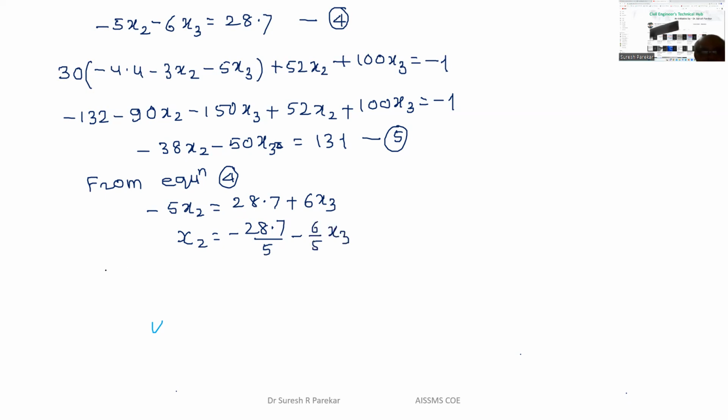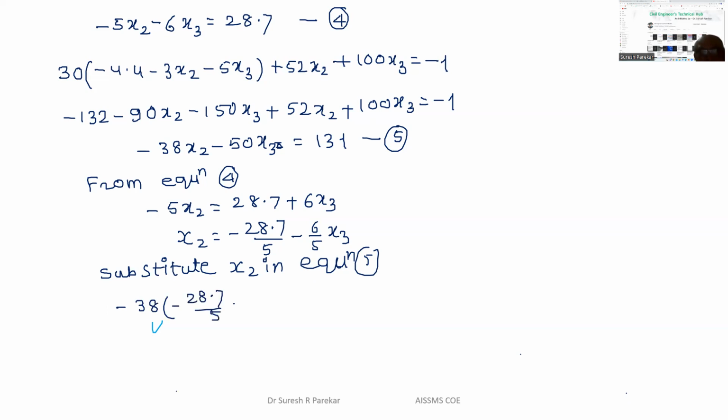And we will substitute this value of x2 in equation 5. In this equation we will get minus 32 in bracket minus 28.7 upon 5, that is constant, minus 6 by 5 x3. Then we have minus 50x3 equal to 131.